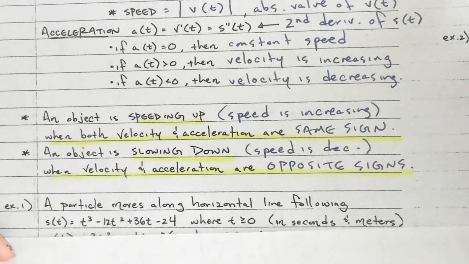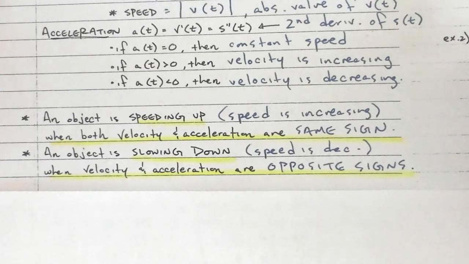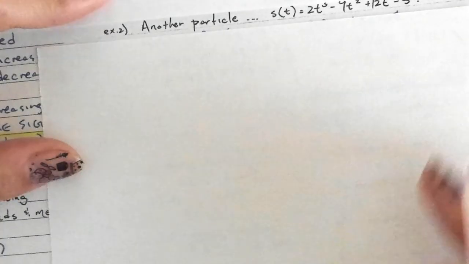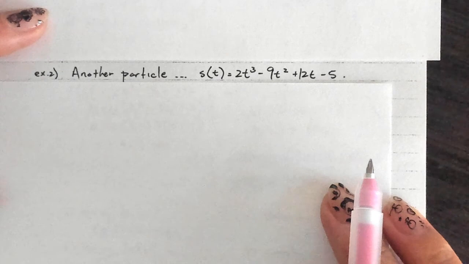Okay, so it's a little tricky, but once I do the first example, actually we're going to skip. We're not going to do example 1. We're going to do example 2, and then you're going to try to do example 1. Okay, so here's example 2. So here's what you're going to do.